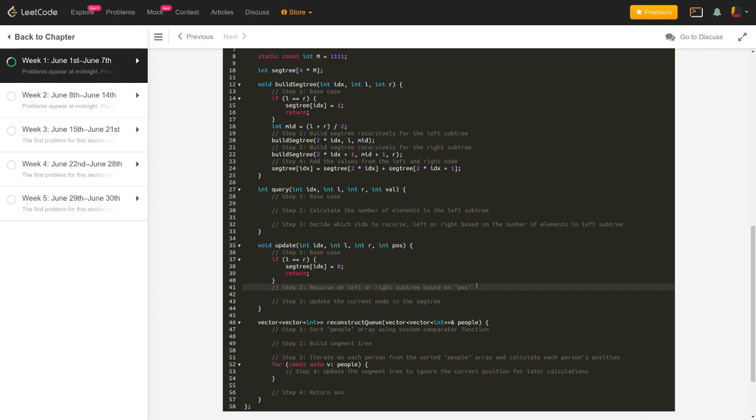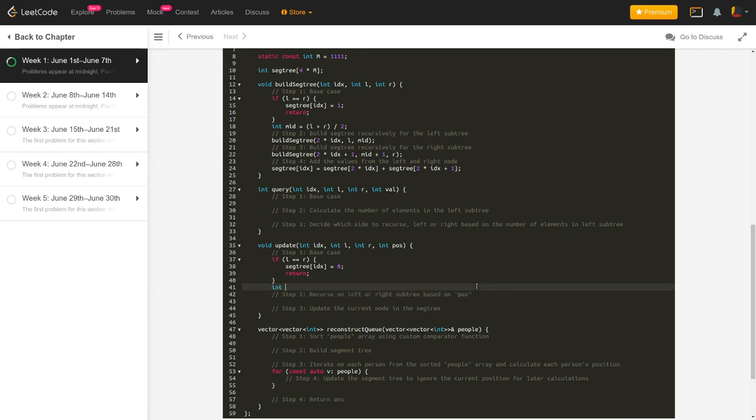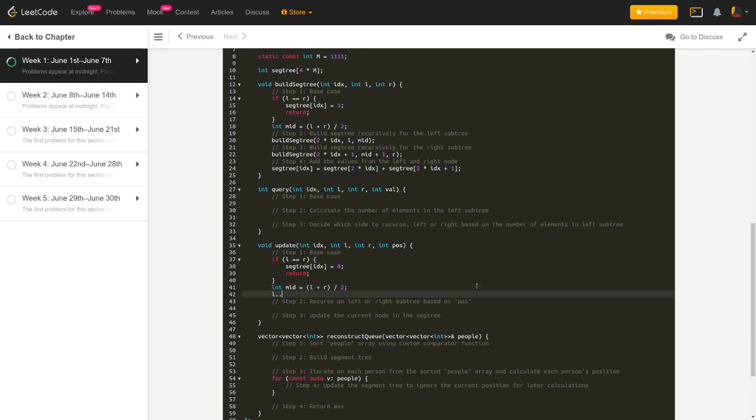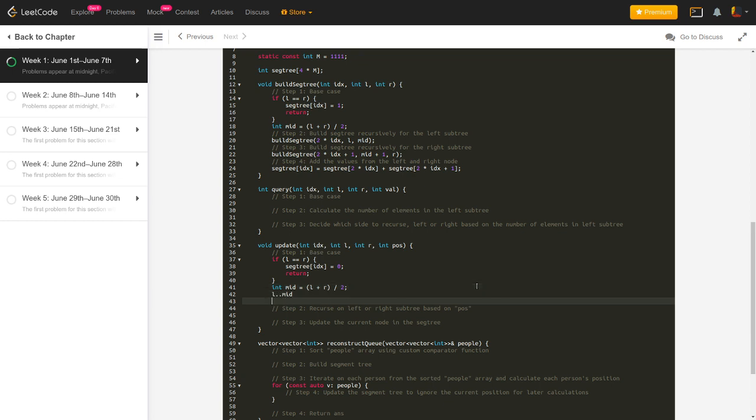Now we recurse on the left or the right subtree based on whatever position we have, but before that we need to actually calculate mid again. So that's L plus R by 2. I need to take the decision whether I need to go to the left subtree or to the right subtree. Of course, the left subtree corresponds to the range L to mid, and the right subtree corresponds to the range mid plus 1 to R. Okay. Mid plus 1 to R.